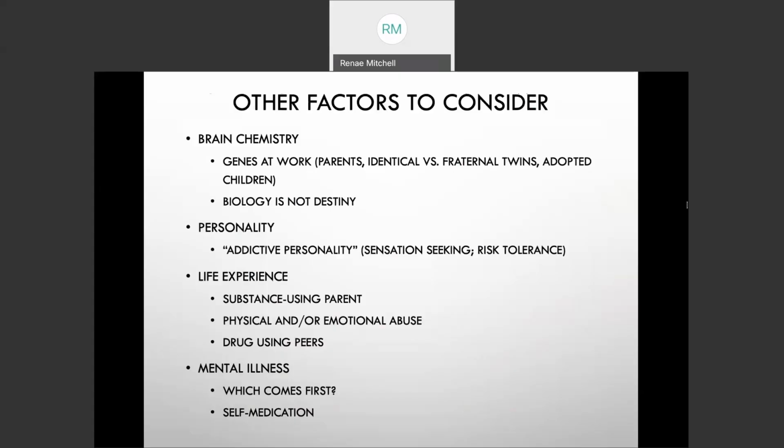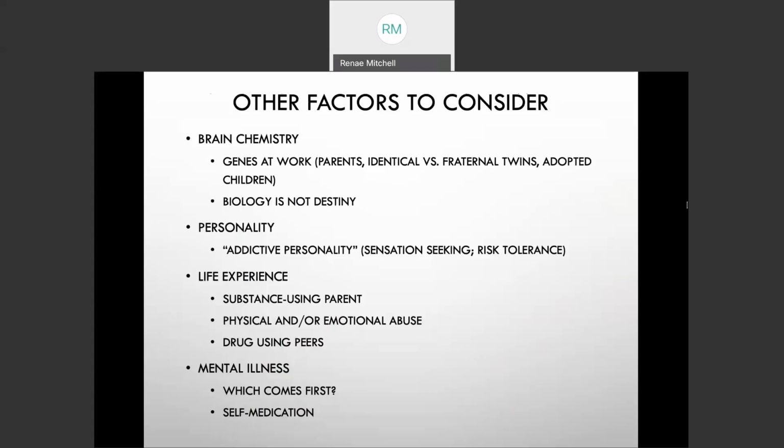That being said, biology is not destiny. Just because someone has a genetic predisposition to substance abuse doesn't mean that they'll actually engage in substance use. There are a lot of other factors to consider, including environment, and that's a major one.